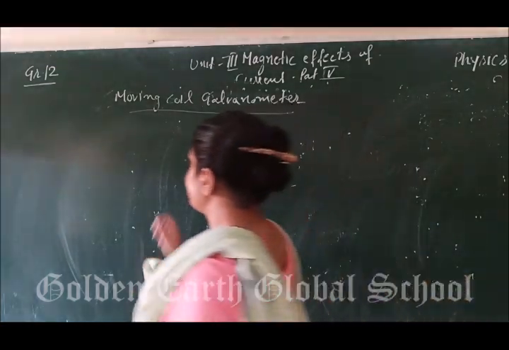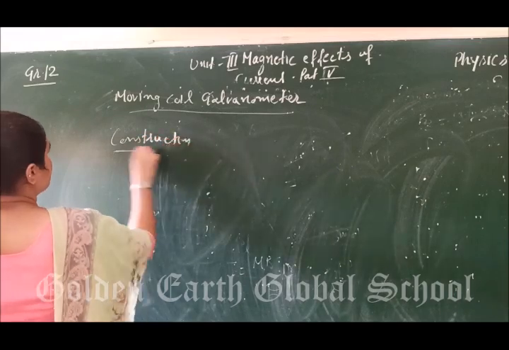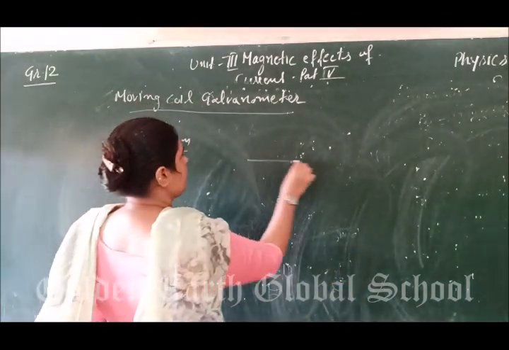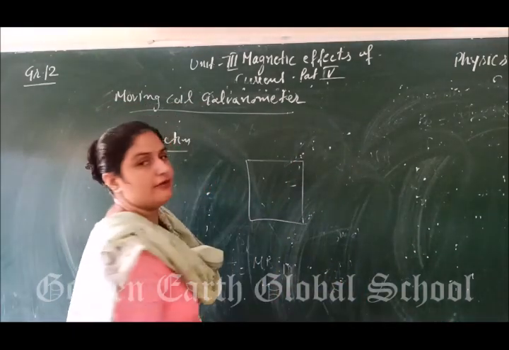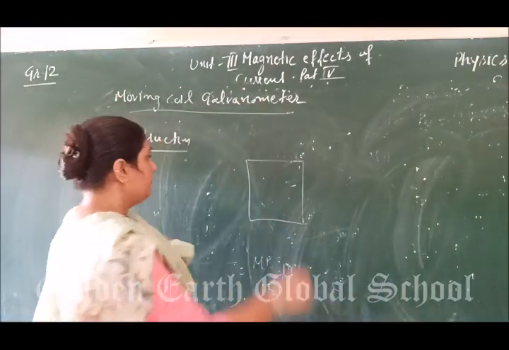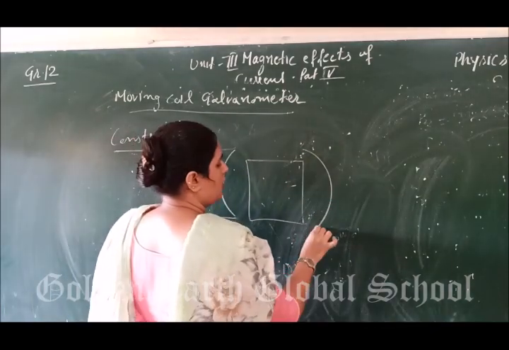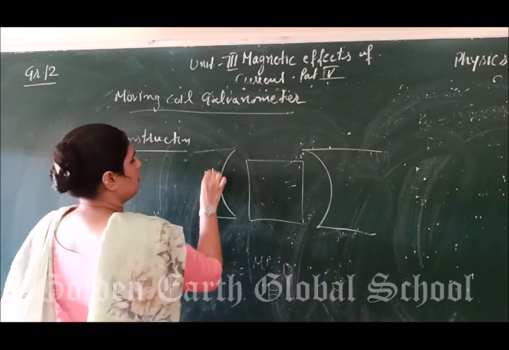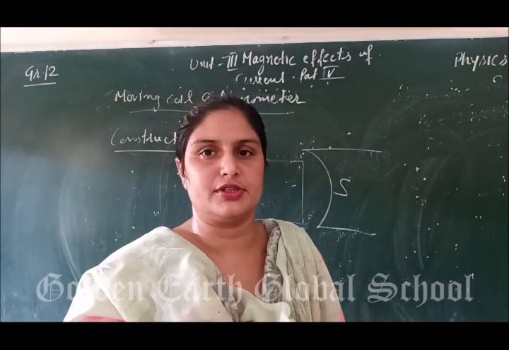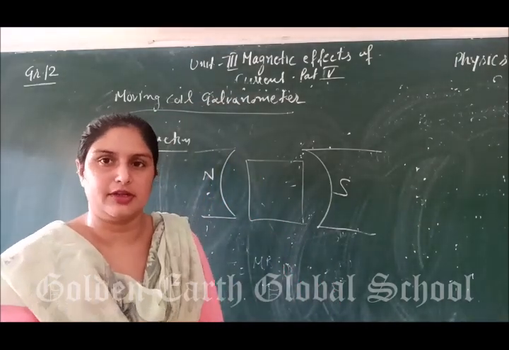Next, what about the construction? In the construction, we have a coil having a number of turns, and we have placed a horseshoe magnet with the north and the south pole to provide the radial magnetic field. Why are we going to use the radial magnetic field? The answer to this question I will give later.